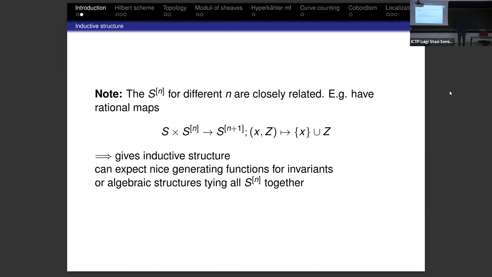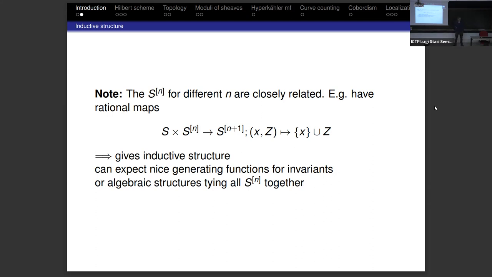So let's note one more thing. There's some kind of inductive structure, if you look at all the Hilbert schemes together. It's just a kind of trivial thing. If you have a zero-dimensional subscheme of length n, and you have a point which lies outside the zero-dimensional subscheme, if you take the union, this is a subscheme of length n plus 1. So that means we have a rational map from S times the Hilbert scheme of n points to the Hilbert scheme of n plus 1 points, just taking the union. And this gives us some kind of inductive structure, how one can go from one Hilbert scheme to the next and somehow understand them recursively.